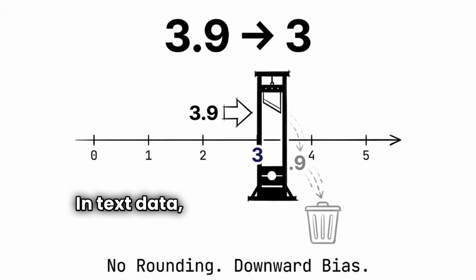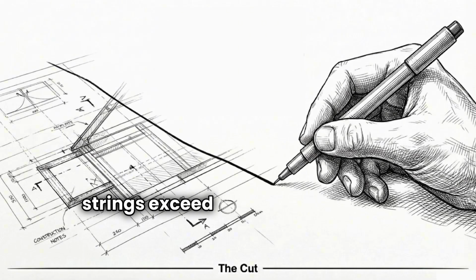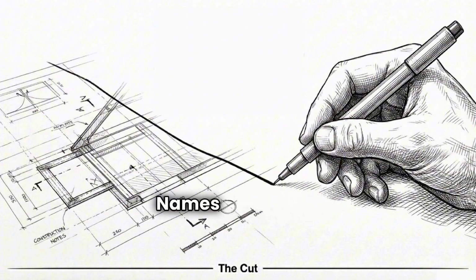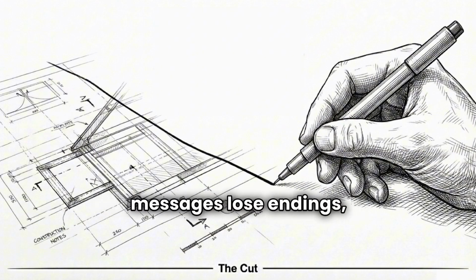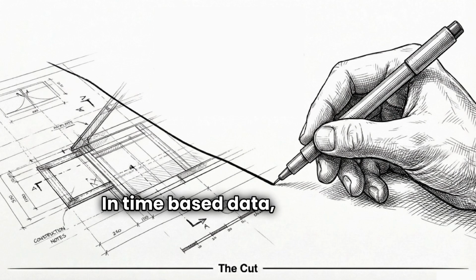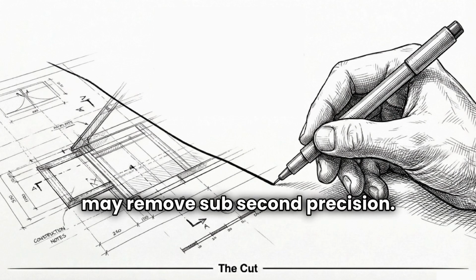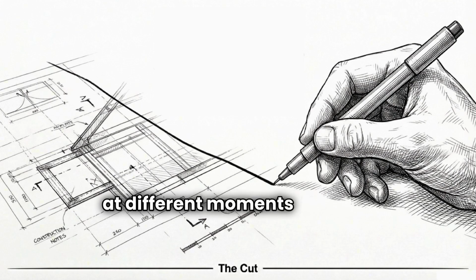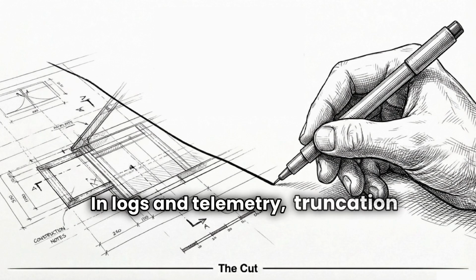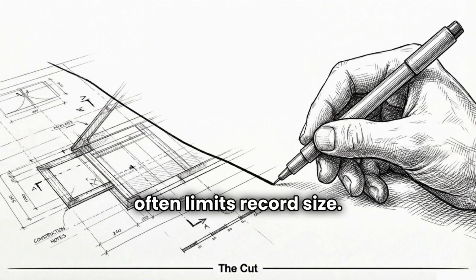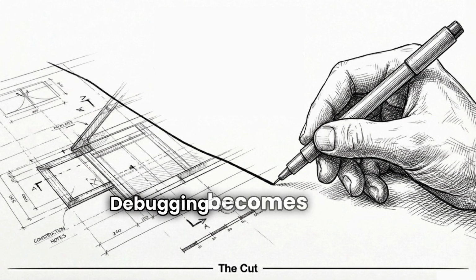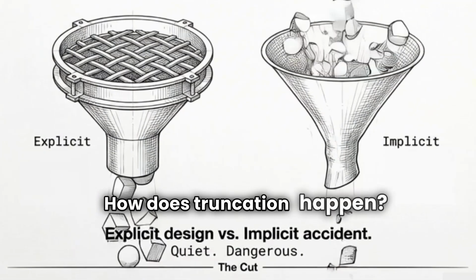In text data, truncation occurs when strings exceed a maximum length. Characters beyond that limit are dropped. Names are cut off. Messages lose endings. Identifiers become ambiguous. In time-based data, truncation may remove sub-second precision. Events that occurred at different moments collapse into the same timestamp. In logs and telemetry, truncation often limits record size. Large payloads are cut. Context disappears. Debugging becomes harder.